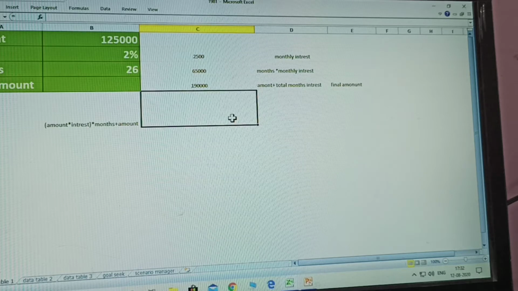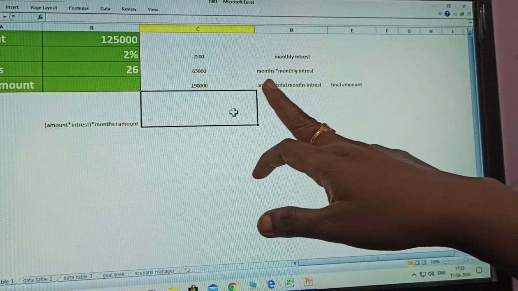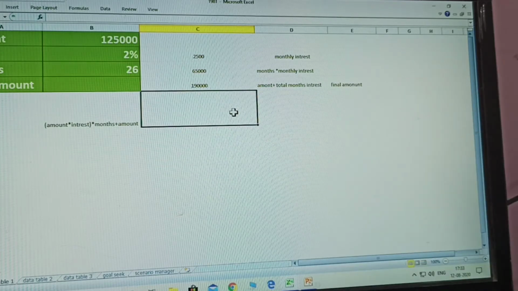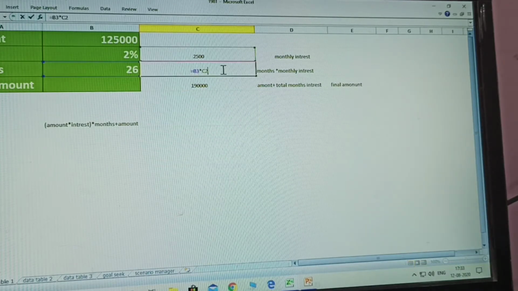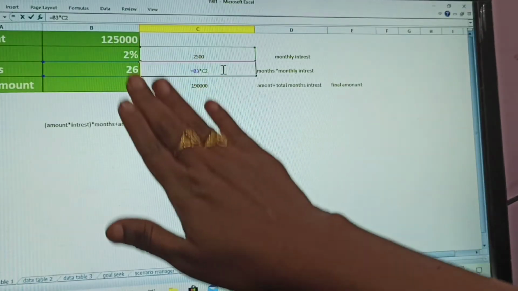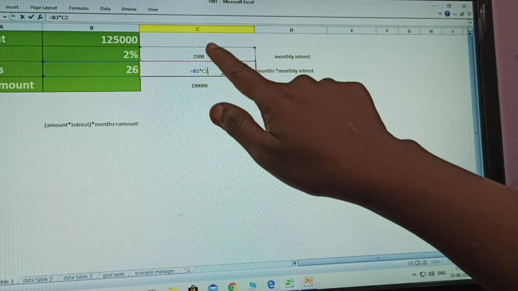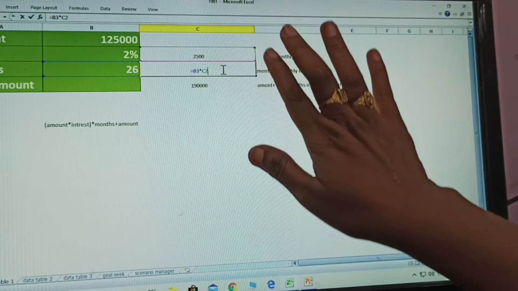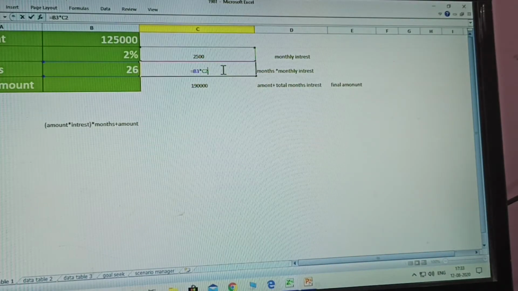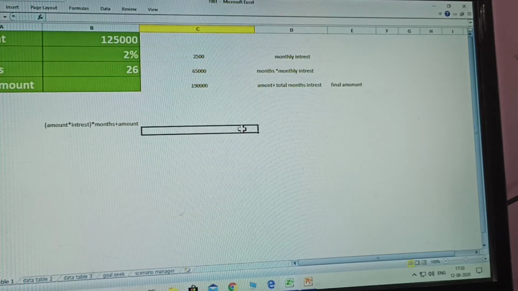Next, months. How many months is there? 26 months. In each month it is 2,500. In 26 months, how much amount is there? Now, see here. B3 means how many months? 26 months into the monthly interest, 2,500. We multiply both, and you get the total interest. In the 26 months, how much amount is paid?